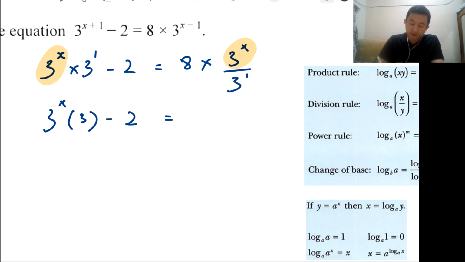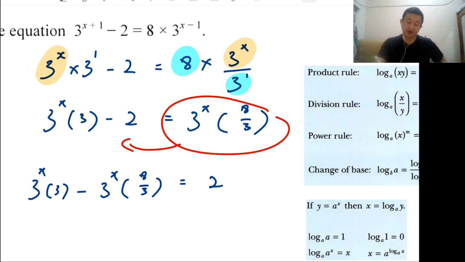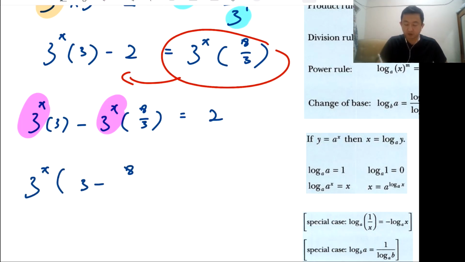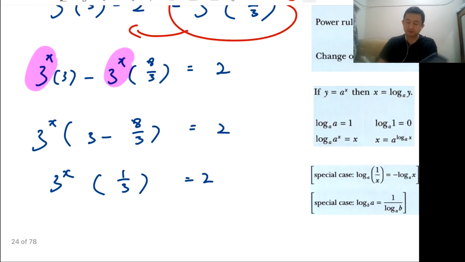These two you can group together. That will be 8 over 3. 3 to the power of x times 8 over 3. This whole thing, you move it to the left hand side. It becomes minus. I want to group them together first, then I factorize it. Common factor, you can take it out. And then you have 3 minus 8 over 3 equals to 2. You get 1 over 3. Bring it to the right hand side.